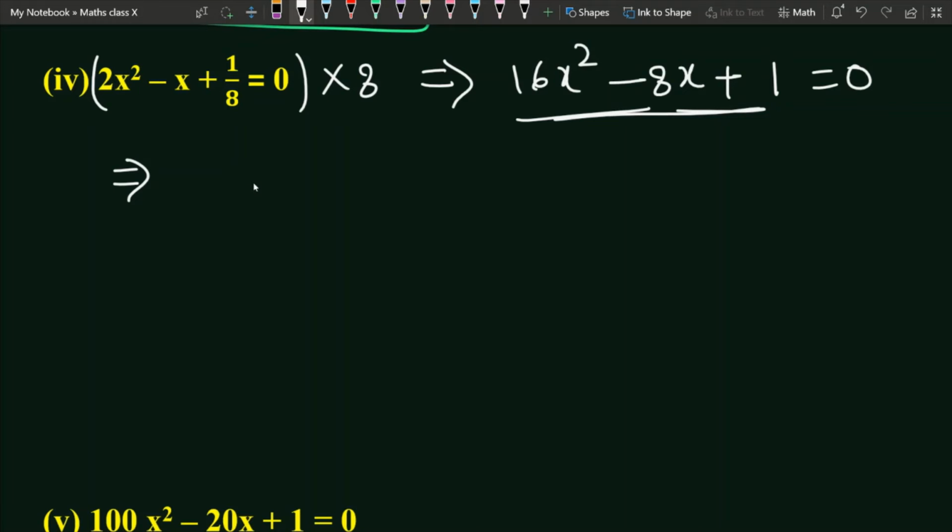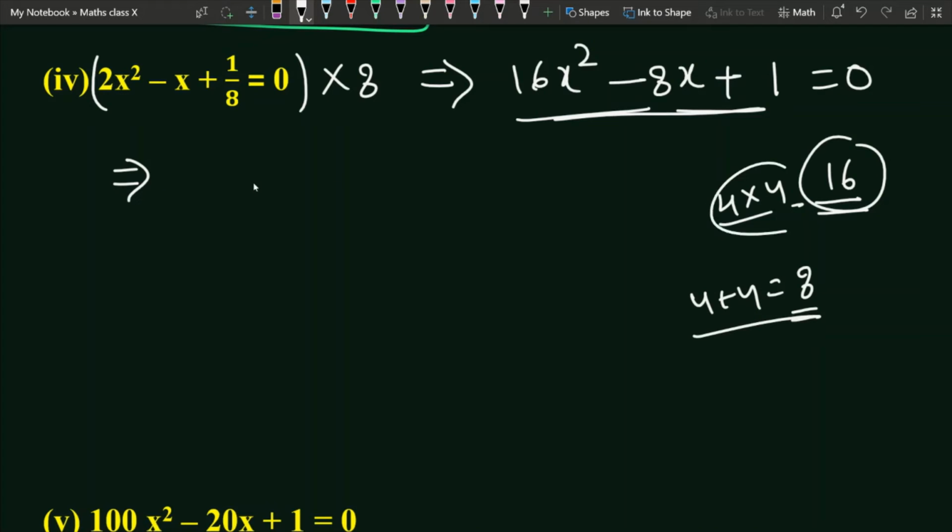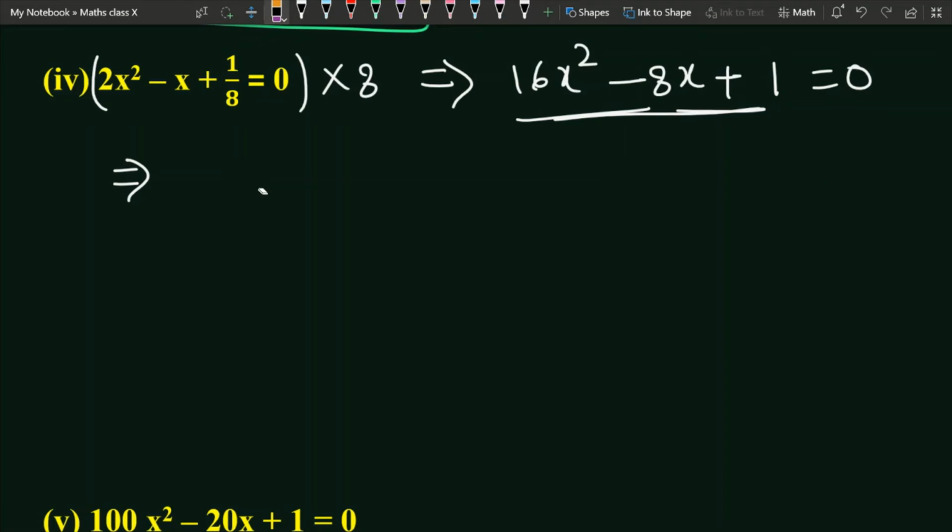Now let us solve this. We have 16, so two numbers multiplying to get 16, and addition or subtraction we get 8. So it is 4 for the 16, and 4 plus 4 is 8. So we have two numbers, 4 and 4. These are the two numbers which we need. So right now 4 and 4 are our concern. 16x square, see it is minus 8x. So write minus 4x minus 4x and plus 1 is equal to 0.